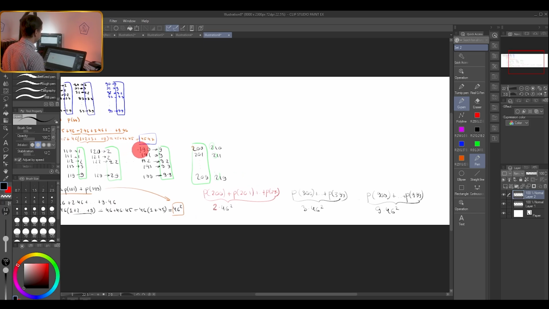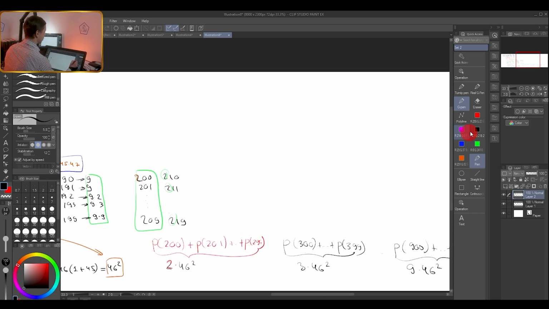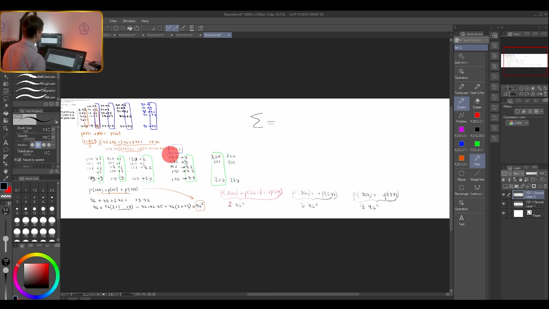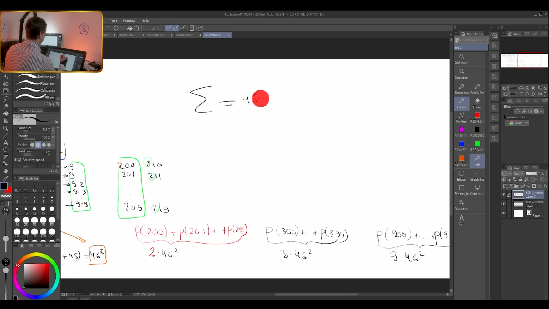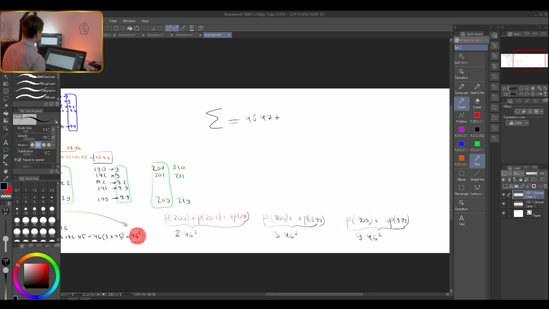And let's make the total estimation. So the total sum that we are looking for, the sum of numbers like p of 1 and so on, p of 999. So we will write numbers already. So it will be 45 times 47, it's our first one, 45 times 47, plus the next one will be 46 squared.